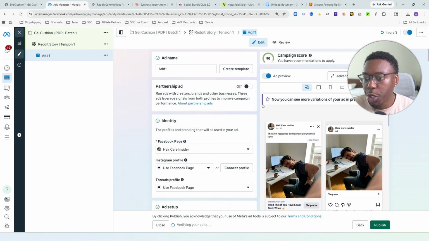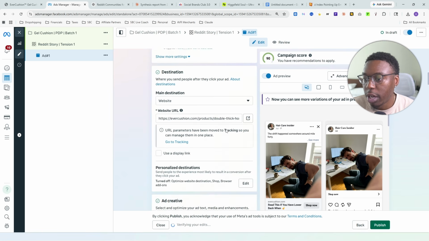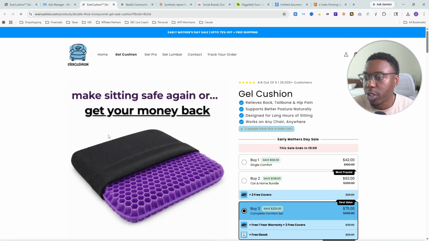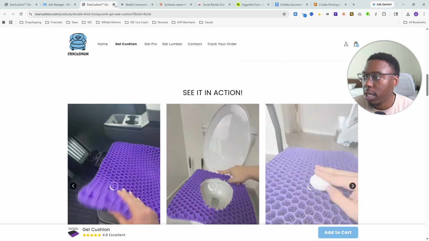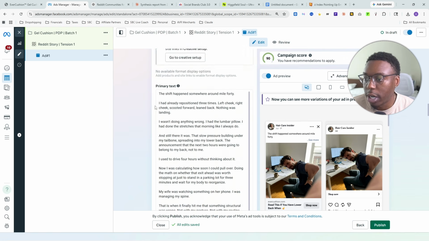So what you're going to do is a couple things. One, you're going to scroll a little bit and make sure everything is good. You're going to make sure your website is working. So just click that up arrow here to make sure it brings it to your website, and it does. Beautiful. So scroll through. The first thing to double check is creative setup. Despite us turning them off initially, sometimes they get automatically turned back on by Facebook. So just make sure this is 0 out of 4 or 0 out of 3, whatever the number is for you. And then scroll a little bit, make sure your copy is good.